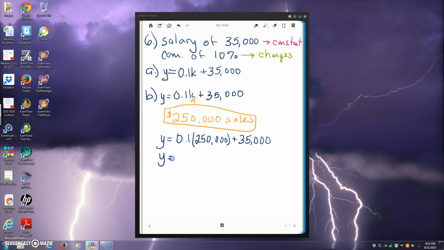And here's where you might want the help of your handy-dandy calculator. 10% of $250,000 is $25,000, plus $35,000, which was their base salary. If you include all that, 25 plus 35 gives you a grand total of $60,000. So this was the answer. They made $60,000 that year if you include the base salary.